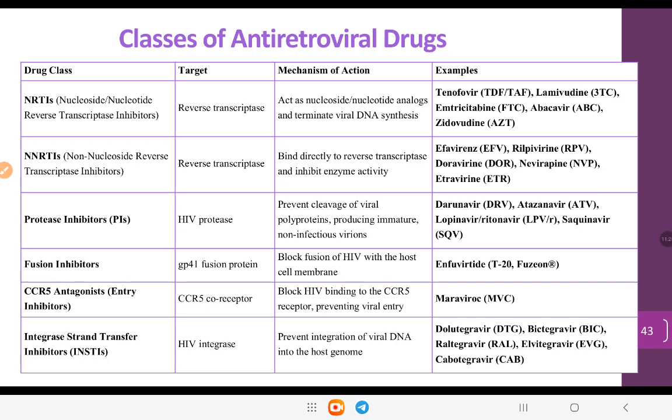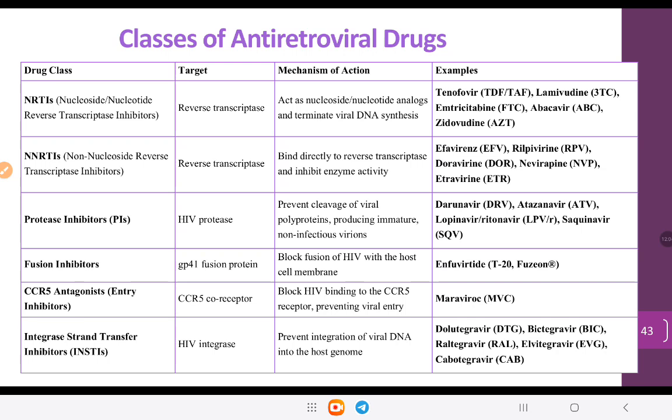HIV develops resistance through mutation during viral replication. How does this happen? Poor adherence is a major cause of resistance. To reduce resistance, the WHO recommends a combination of three or more drugs, which delays the emergence of resistance. HIV medicines work by blocking different steps of the viral cycle. Drug classes include reverse transcriptase inhibitors, protease inhibitors, integrase inhibitors, fusion inhibitors, and CCR5 antagonists.